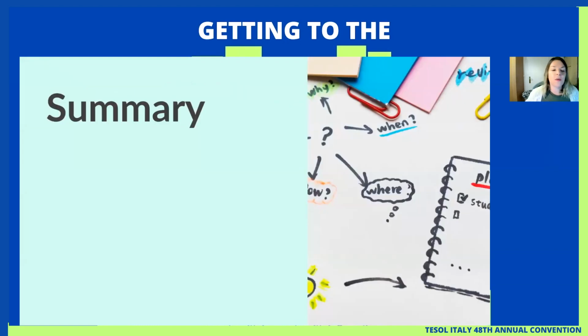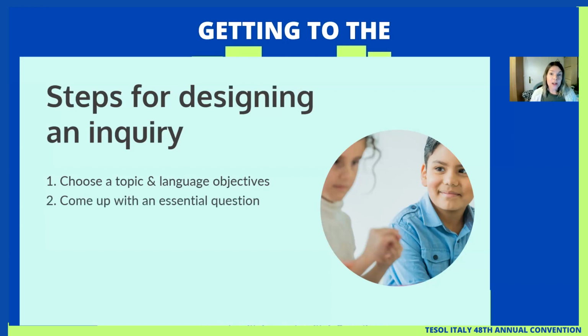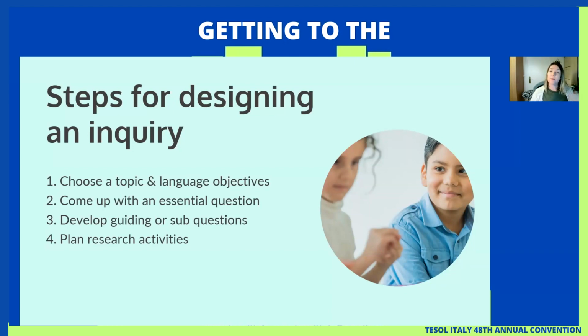So quick summary, very quick summary. I think I've got 10 minutes left. The steps for designing your inquiry are to choose your topic and your language objectives, to come up with an essential question, to develop some guiding questions or sub-questions, to plan some research activities. Remember, these can be all different types of activities, but they need to help students explore maybe one of the sub-questions or several of the sub-questions. Think of some options for products that students could create.